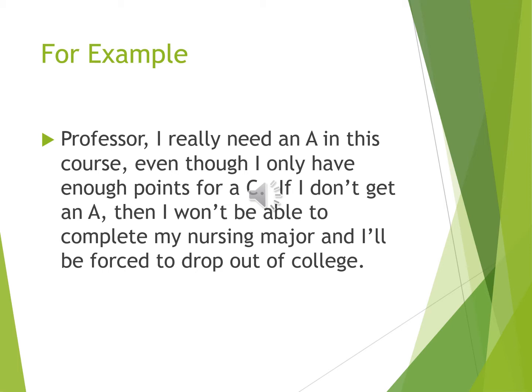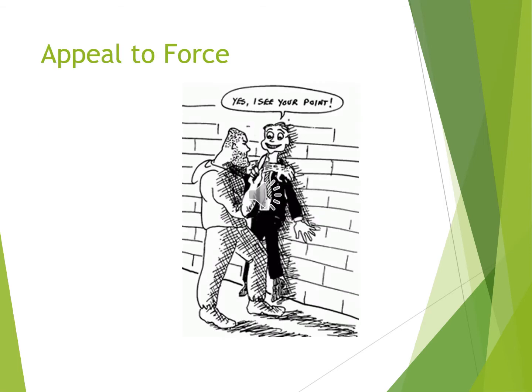Now, we can assume that those claims are true. However, the problem is not that they're true, but rather are they relevant to the conclusion? And even if they were true, that isn't any evidence that this person deserves an A in the class, especially when we know that they only have enough points for a C. This is an example of an appeal to pity where there's no evidence for the conclusion except for the feeling of pity that this person attempts to evoke from the professor.